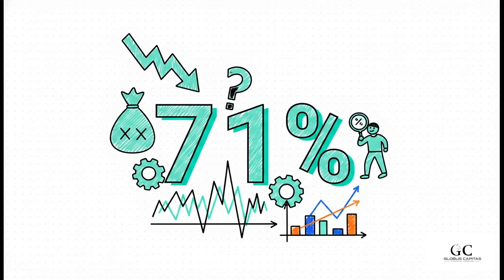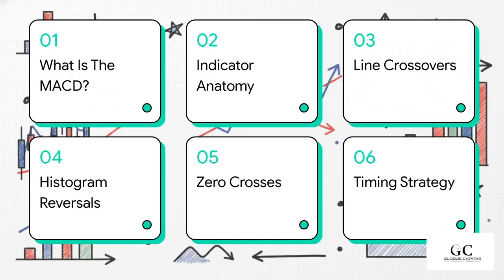To avoid cognitive overload, here's our roadmap. We'll define the MACD, pull apart its anatomy, and then explore 3 distinct trading strategies: line crossovers, histogram reversals, and zero crosses. Finally, we'll wrap up with the timing of your strategy.